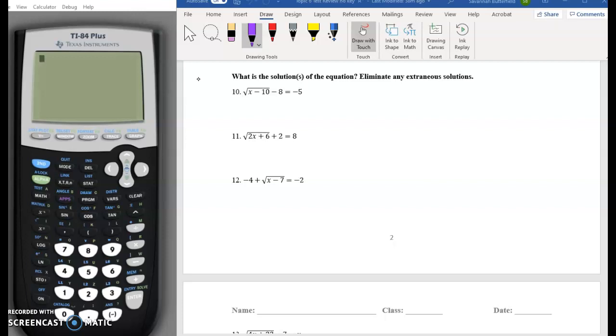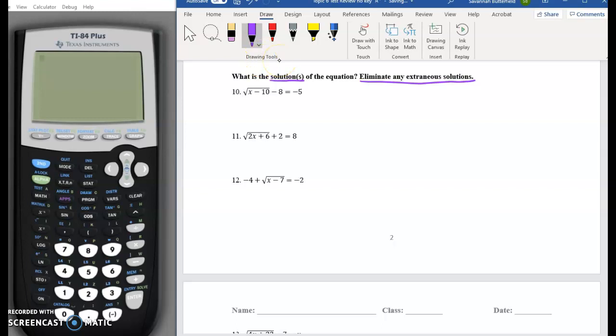Let's get started. So for 10 through 15, what we're doing is we're finding the solutions to the equation. And we also need to eliminate any extraneous solutions. So since it doesn't specify which method to solve by, for 10 through 12, I am going to solve algebraically. And then 13 through 15, I will solve by graphing, so that way we can get a taste of both.